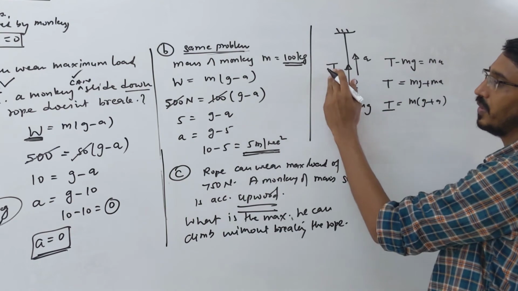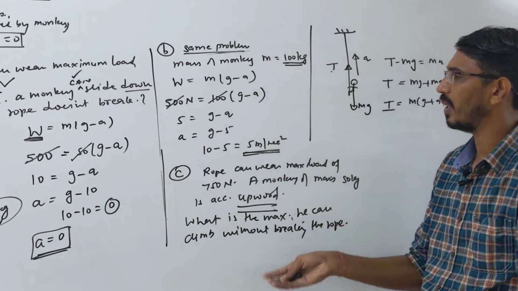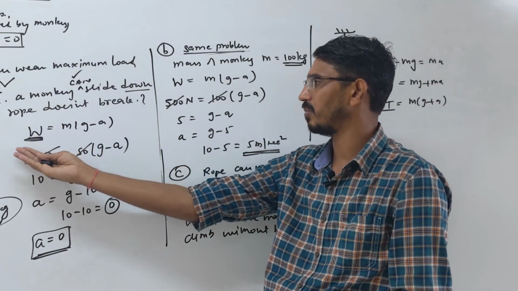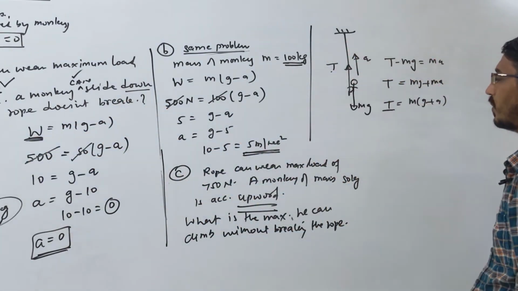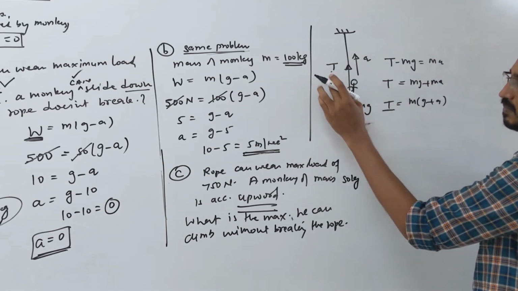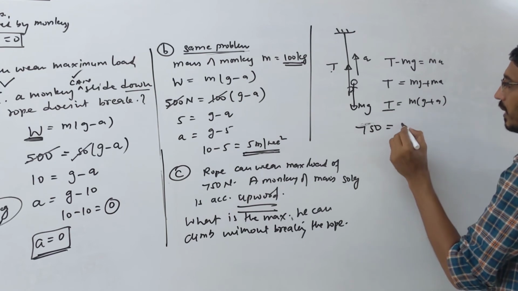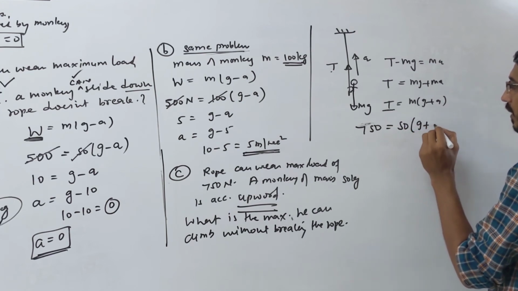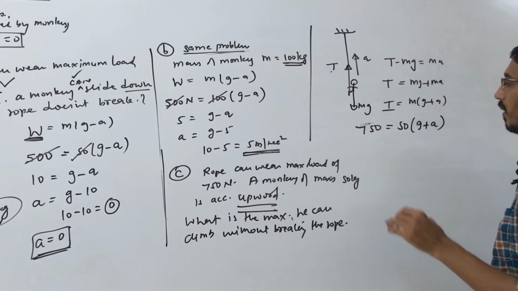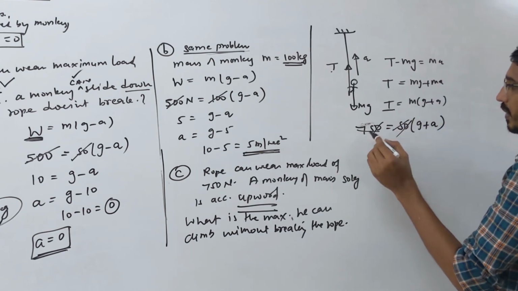I am calling it tension. Tension is simply equal to the load applied, or the force applied, by this monkey. So I can call it the weight of the monkey, apparent weight of the monkey, or tension. Don't worry about that. So T, the maximum tension or maximum load this rope can bear, is given as 750. The mass of the monkey is given as 50, times g plus a. Okay, let's divide this.